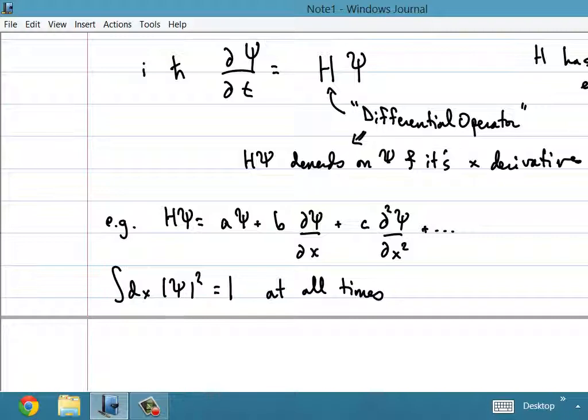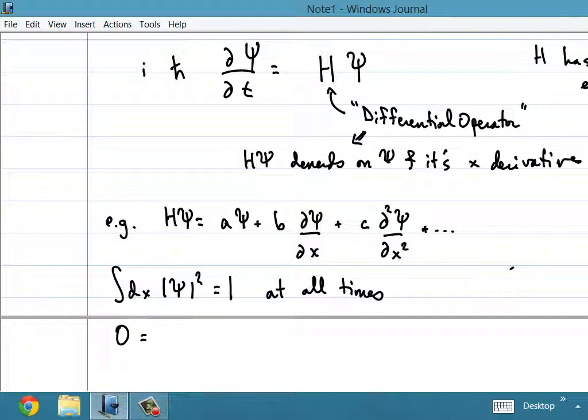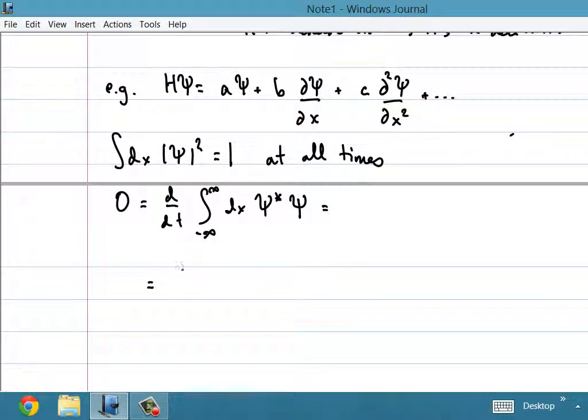So let's take the derivative of this with respect to time. So 0, which is the time derivative of 1, is the time derivative of the integral from minus infinity to infinity dx of the absolute value of psi squared, which I'll write as psi star psi. Star is just complex conjugation. So this is equal to the integral from minus infinity to infinity dx of the time derivative of psi star times psi plus psi star times the time derivative of psi.